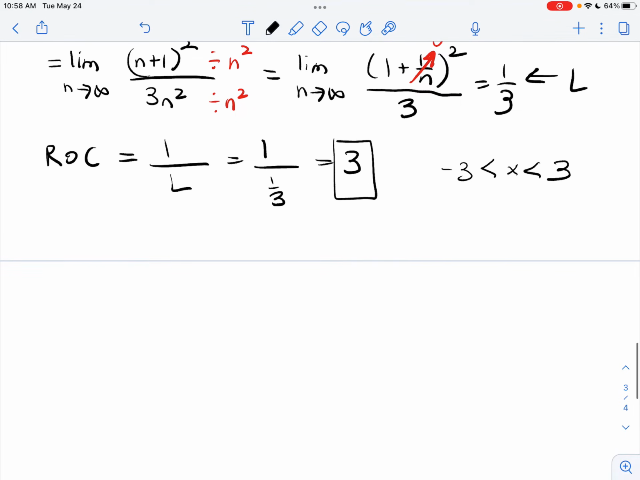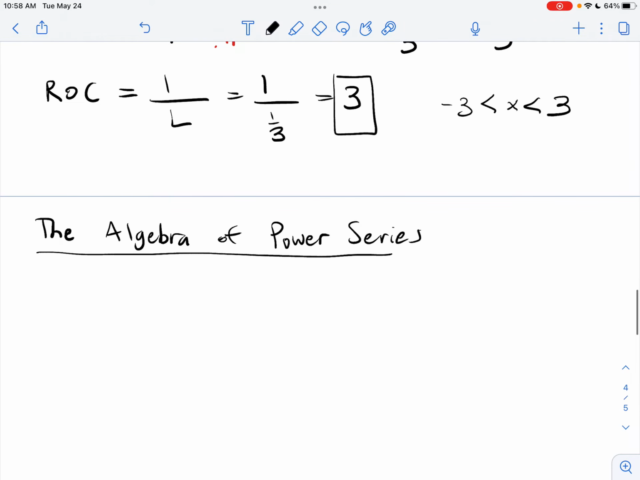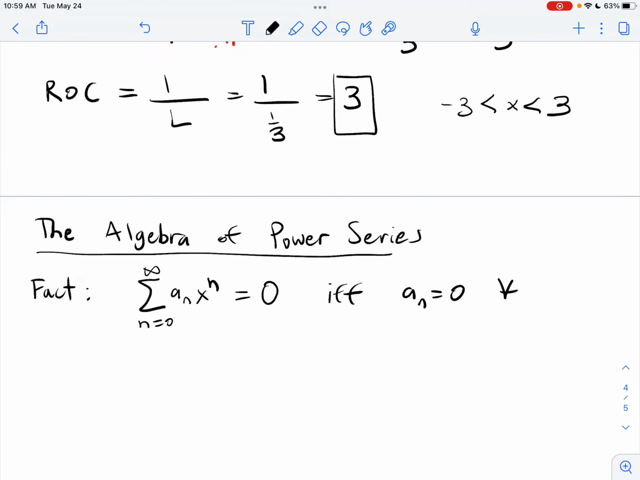So let's continue on with our review. Let's talk about the algebra of power series. The algebra of power series. So, fact: the only way that a power series can ever equal 0 identically can only happen if and only if all of the coefficients are exactly 0 for all n.